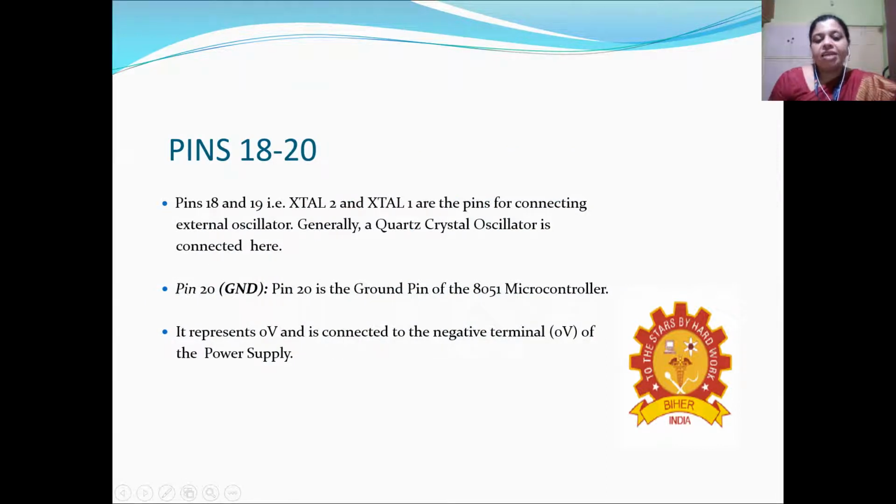Next, pins 18 to 20. Here 18 and 19 will be connected to the oscillator, to provide the frequency. Then pin 20 is the ground pin. Ground, we know, represents 0 voltage.